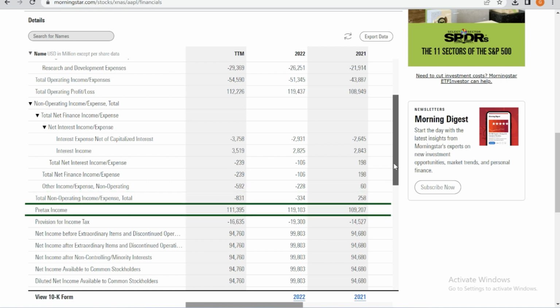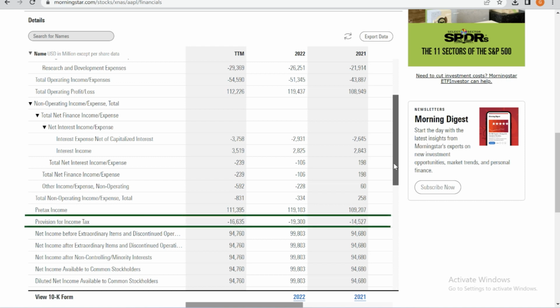Pre-tax income is the amount the company has after all expenditures, before getting into tax payments. So if we take the operating income minus the total non-operating expenses, it equals pre-tax income. And finally, tax provision is what the company estimates they will have to pay in income taxes. So from this profit of 111 billion, they estimate their tax payment will be 16 billion. So we subtract it to get our net income.